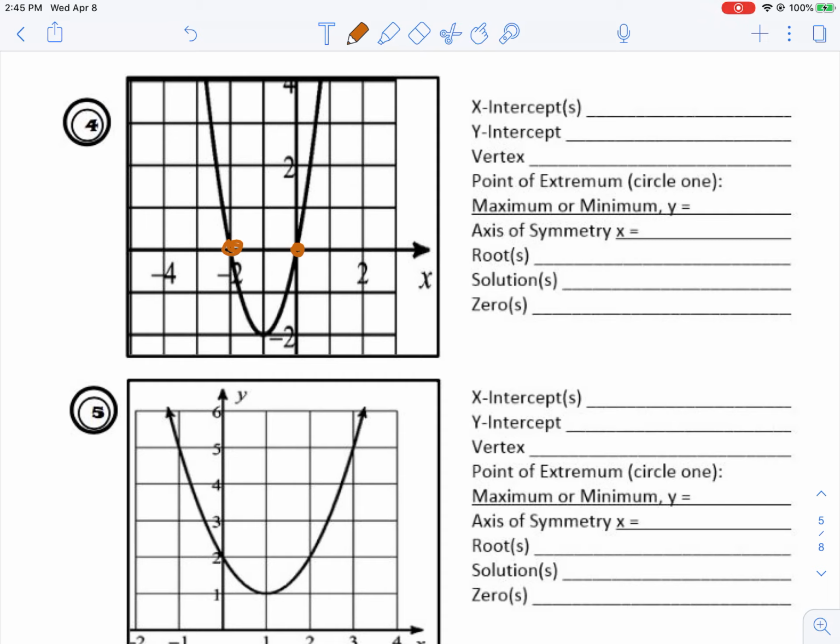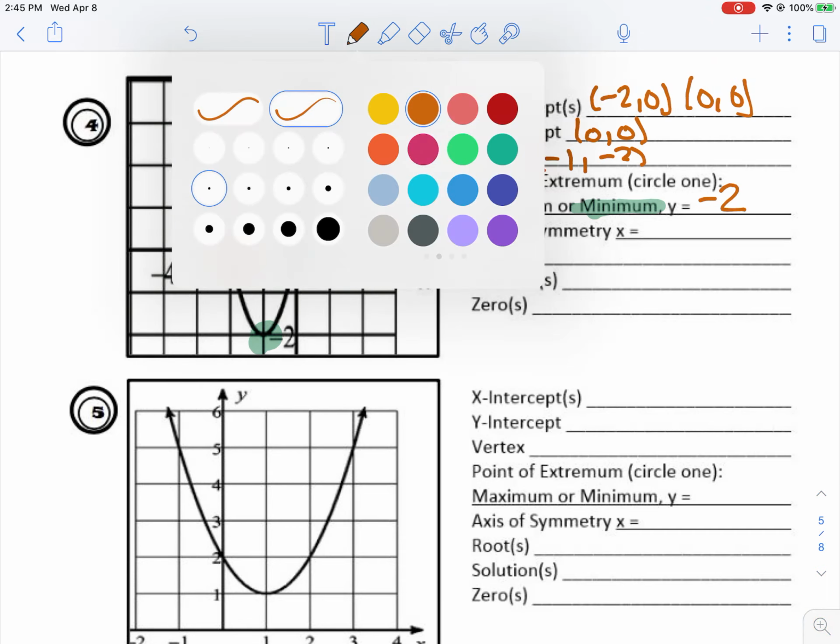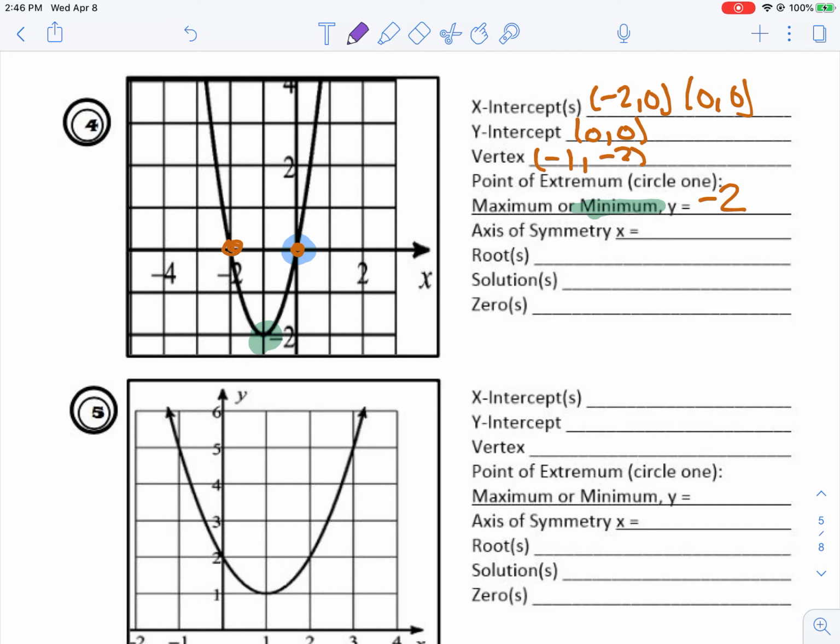Number 4, in this case, if I look at my x-intercepts, they would be right here. So to me, it looks like (-2, 0) and (0, 0). Your y-intercept, that is (0, 0) as well. Your vertex, in this case, we have a minimum because we have that U shape. The vertex is at (-1, -2). So we had a minimum. The y value of our minimum is -2.